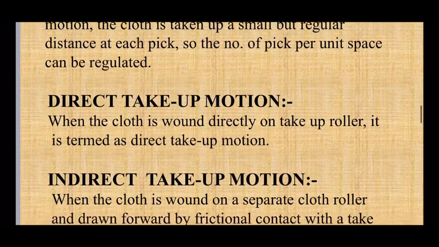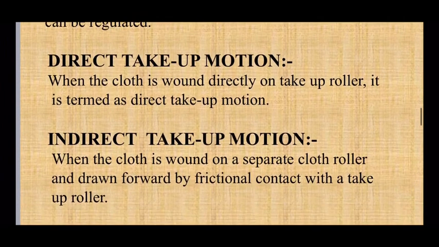Now, what is direct take-up motion and indirect take-up motion? When the cloth is wound directly on the take-up roller, it is termed direct take-up motion, means this is the negative type of take-up motion. But when the cloth is wound on a separate cloth roller and drawn forward by frictional contact with the take-up roller, then it is known as indirect. So that is the case of positive take-up motion.